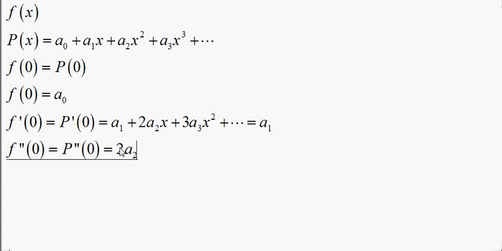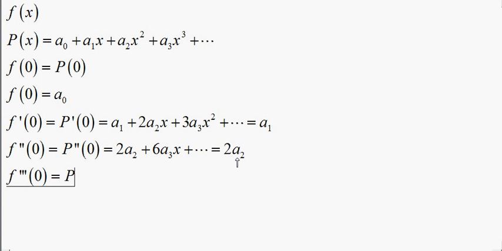So it's going to be 2a2 plus 6a3x plus dot dot dot. Now when you evaluate that at 0, you get 2a2. And if you were to do this again, you would say f triple prime of 0 equals p triple prime of 0 by the same exact logic, and you evaluate at 0, you get 6a3.